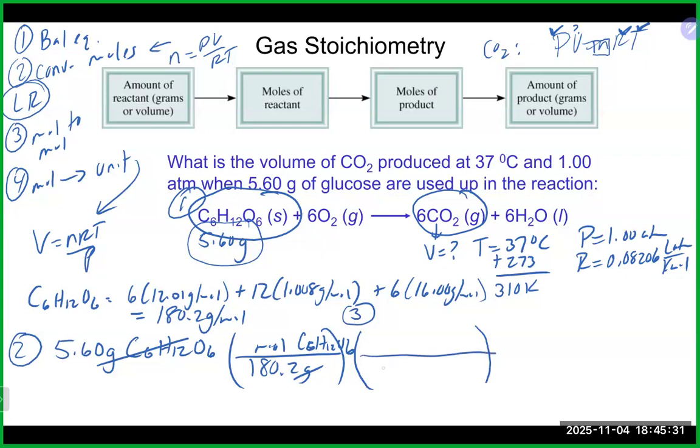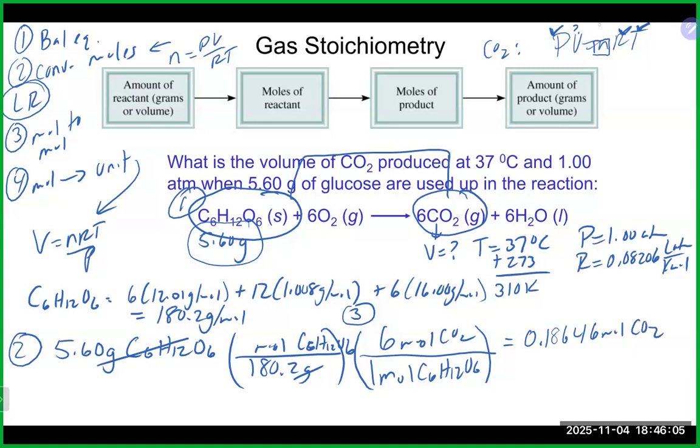And from the equation, we see that for every 1 mole of the C6H12O6 we put in there, we get 6 moles of CO2. And once again, that is the mole-to-mole relationship between those two from the balanced equation. That's going to get us 5.6 times 6 divided by 180.2, 0.18646 moles of CO2. So now we do have the moles of CO2 from the stoichiometry, and we have everything we need to solve for V.